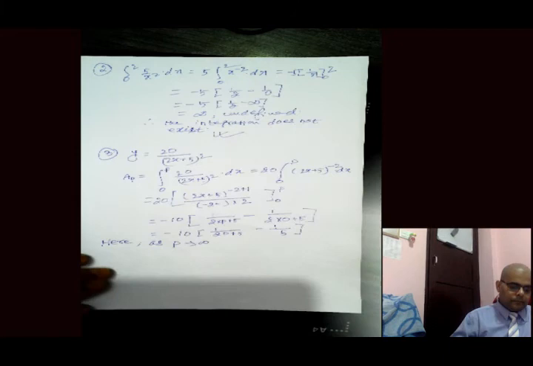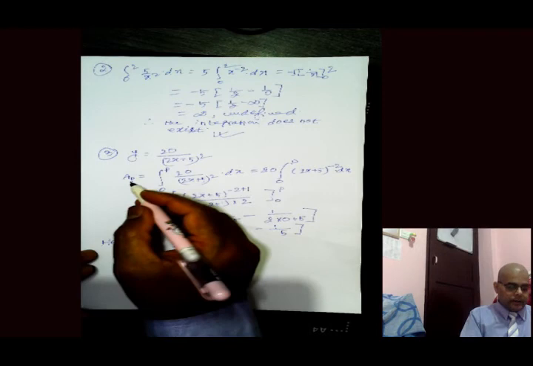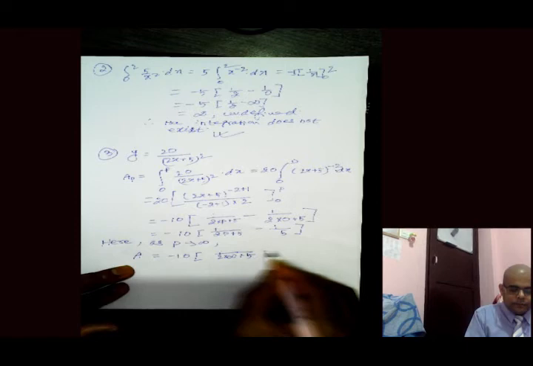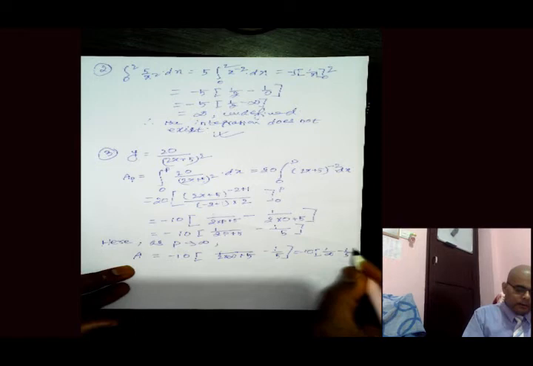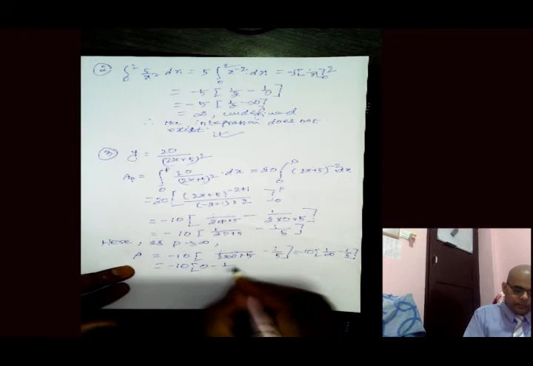As p tends to infinity, that means p is going towards infinity, that means entire x is going towards infinity. In that case, instead of A_p, you can write A. So it is minus 10, and in place of p put infinity. So 2 times infinity plus 5, minus 1 by 5. And 2 times infinity plus 5 is still infinity, and this is minus 1 by 5, and minus 10 is here. So 1 by infinity is 0, and you are left with minus 1 by 5.